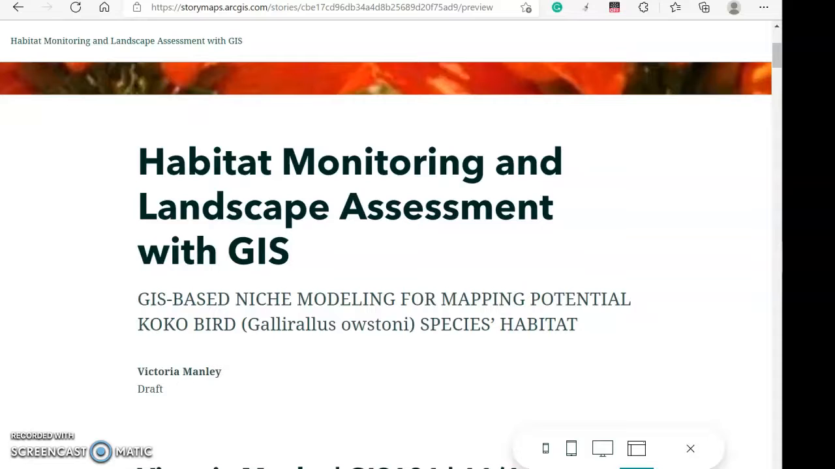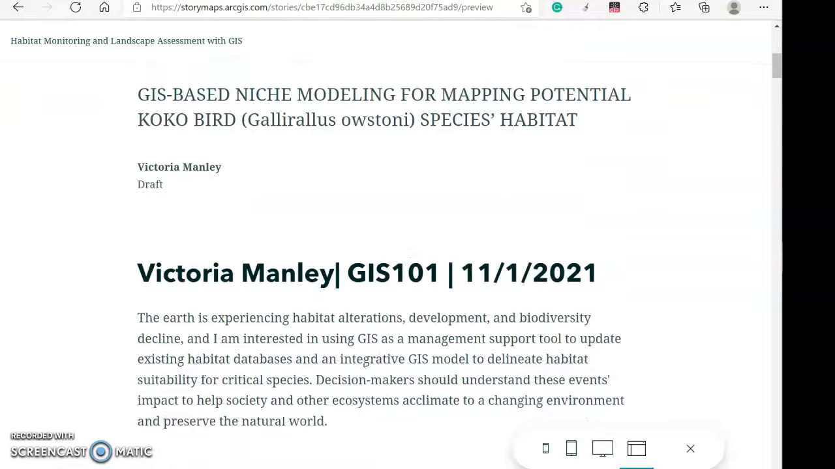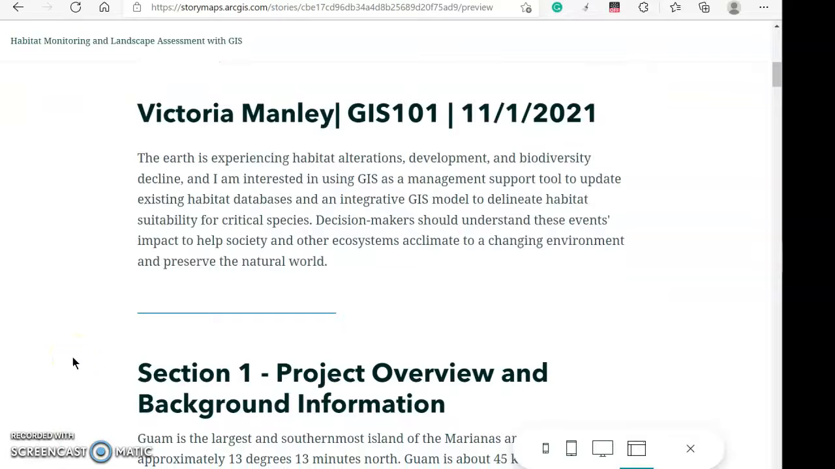My name is Tori Manley, and this is Habitat Monitoring and Landscape Assessment with GIS. It is focused on the cocoa bird, which is also called the Guam rail, or Gallirallus owstoni. The objective of this presentation is to show the audience the recent history of the Guam rail and how the brown tree snake has affected its population in its endemic location, which is Guam.